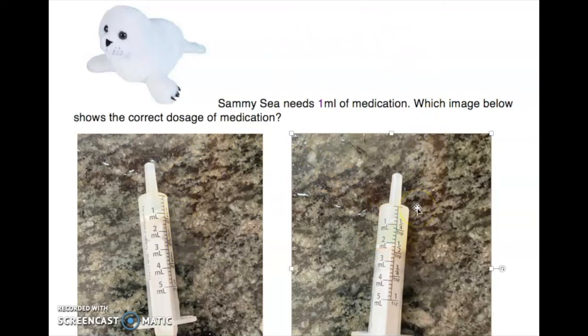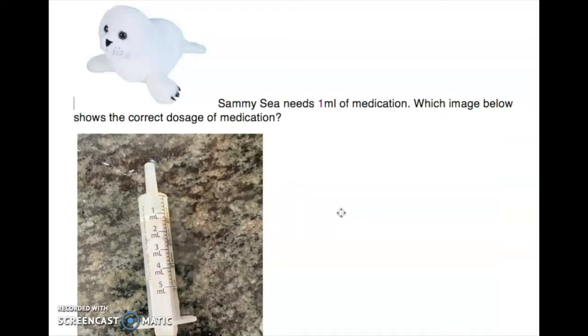Which one is the right one for Sammy Seal? That's right, this one. Sammy Seal needs 1 milliliter, and that's exactly how much is in this syringe. Great job!